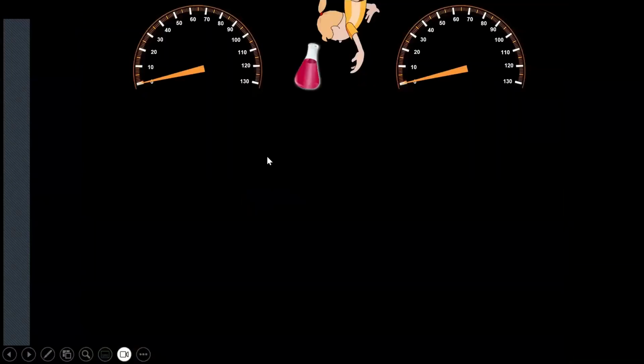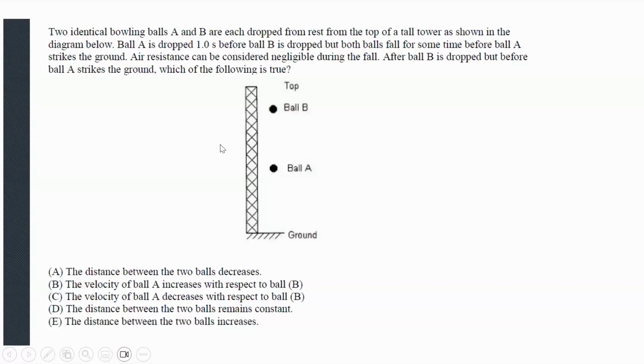So it will be 9.8 this way, 9.8 this way. It's the same acceleration. So what happened to the distance between these objects? It's the same. Universally the same. The distance between these two objects is the same. Okay. Now let's do this question.